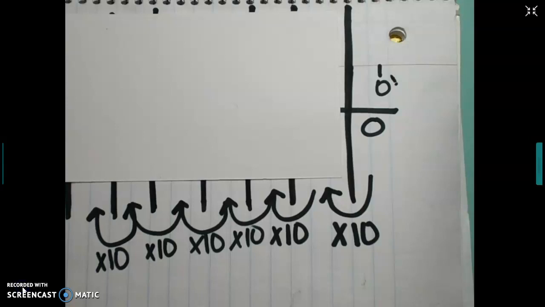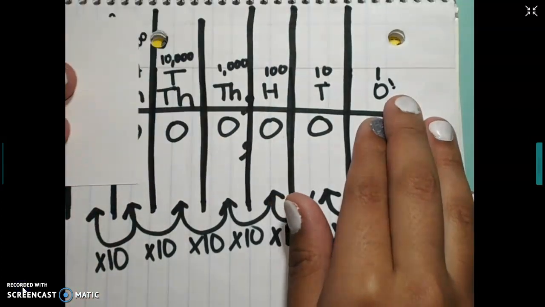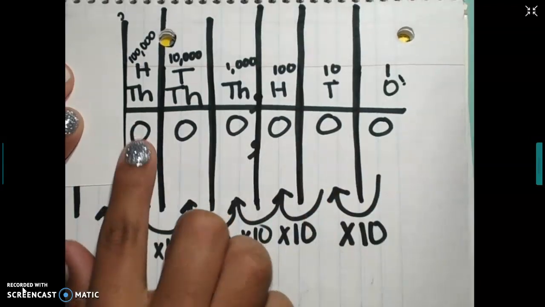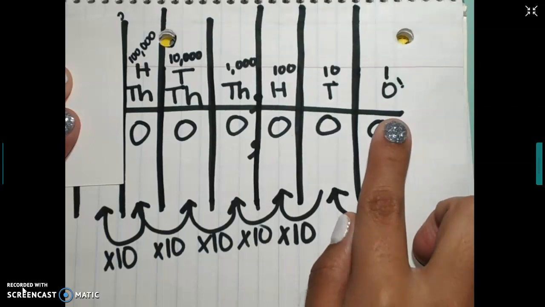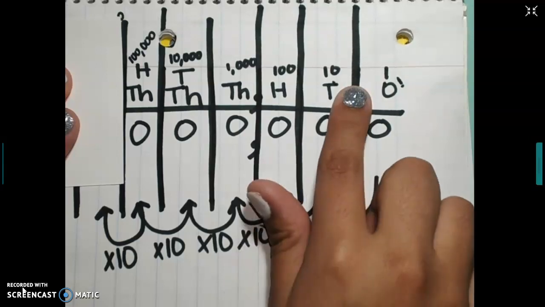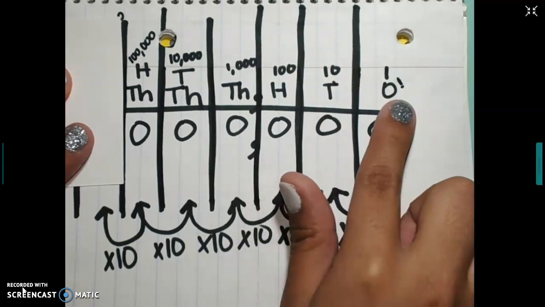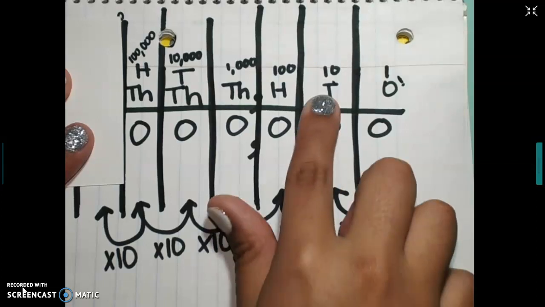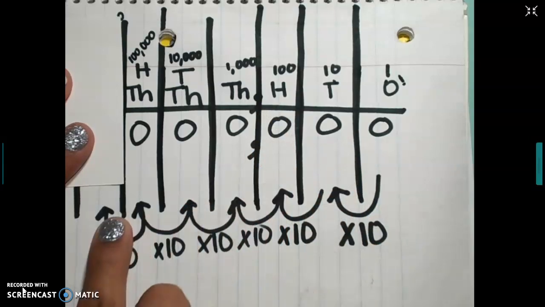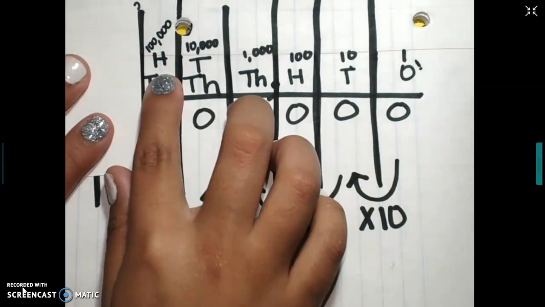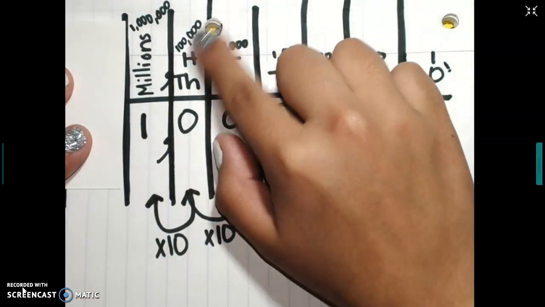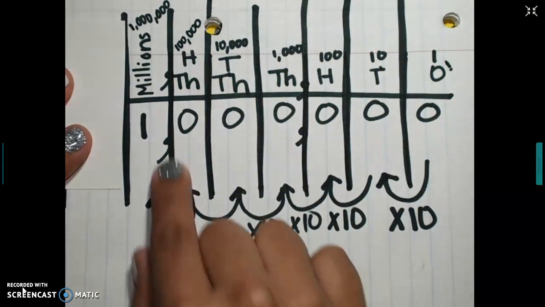Now let's look at it in our place value chart. So we have our regular place value chart up to the 100,000s. This is what we've been using for the last couple weeks. So from the ones place to the tens place, we multiply it by 10 to get our next place value. So 1 times 10 is 10. 10 times 10 is 100, and so on. So from 100,000 to 1 million, we have to multiply 100,000 by 10 to get a million.